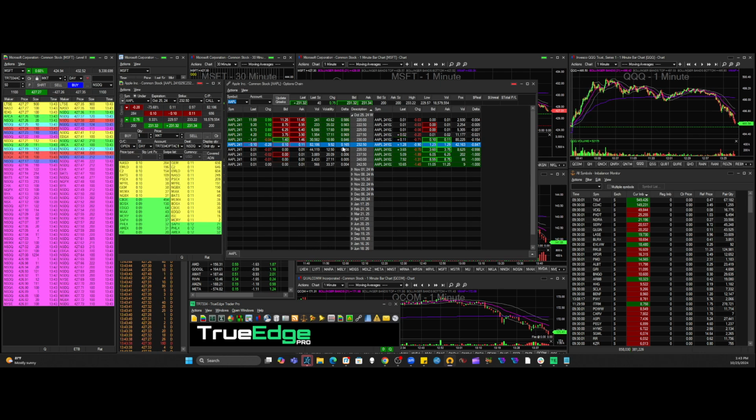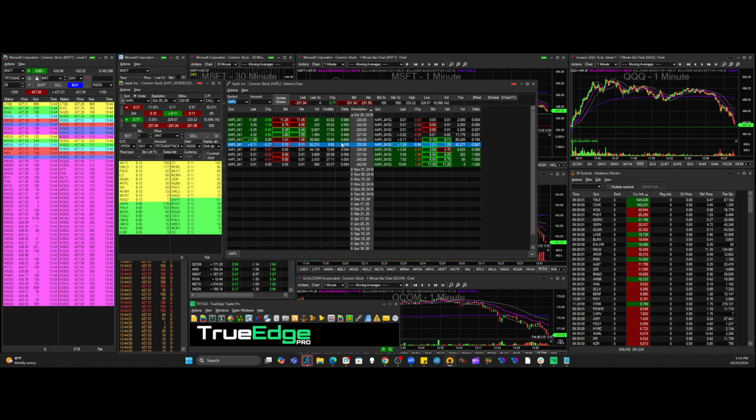So if the stock moved $1 and my delta is 0.18, then that will change the value of my option by 18 cents. Now, delta is not constant, it does change, but for the most part, for the type of trading we're doing, you don't have to worry about that. Delta will just be essentially what it is for you.